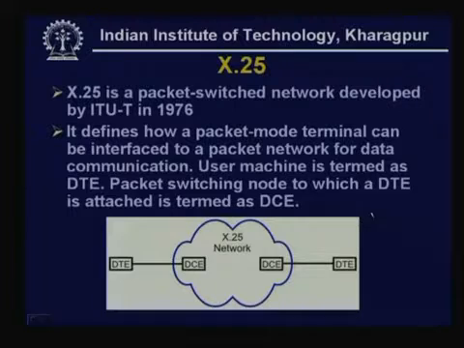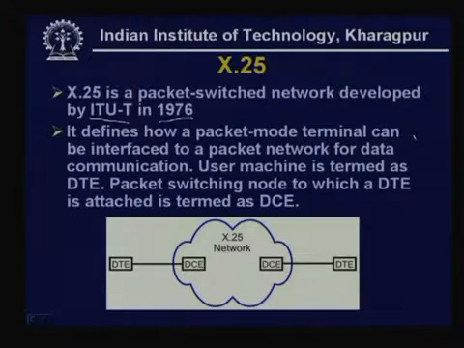So, let us start with X.25. X.25 is a packet switch network developed by ITU back in 1976. Of course, subsequently several versions and editions have come up, enhancing the features of X.25, but it is one of the oldest, developed in the late 70s. And this particular protocol defines how a packet mode terminal can be interfaced to a packet network for data communication.